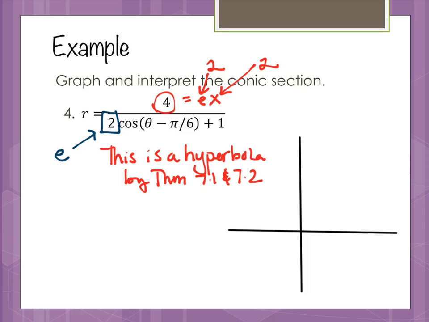Does have a vertical asymptote. Roughly where? So a little bit more than 2 is what you're finding? Yeah. I hope everybody's in radians.